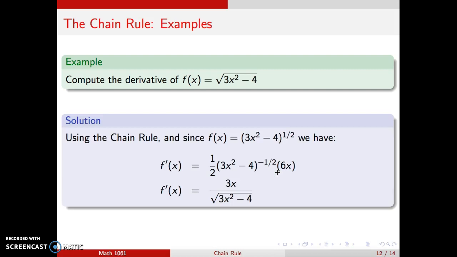And it's actually pretty quick, especially once you get the hang of it. But the first thing I'm going to do is rewrite this from the root notation to see it as an exponent. It's 3x squared minus 4 raised to the 1/2 power. So I use the power rule on the outside function. 1/2 comes down. 1/2 minus 1 gives me the negative 1/2 there, times the derivative of the outer function. Again, not a technical term.